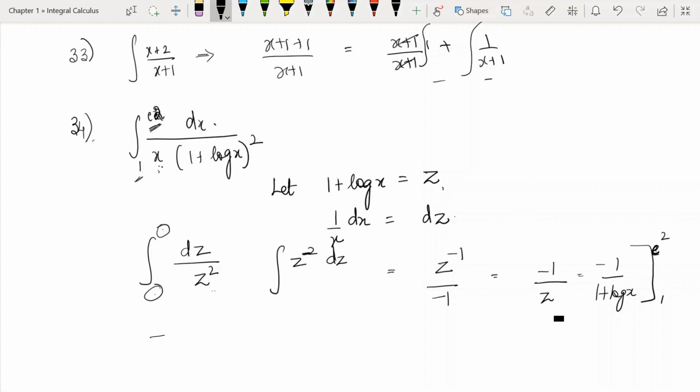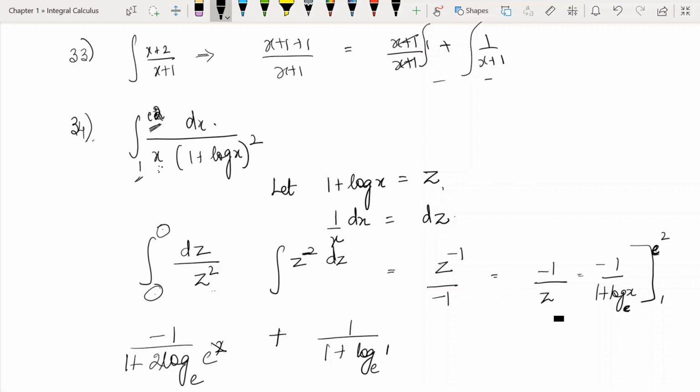So minus 1 divided by, please remember here the base of the log is not mentioned; it is needless to say it is base e. 1 plus log e square to the base e. This 2 will come out and it will come here. So I'm going to write here straight away and cancel this here. Now minus of minus will become plus 1 divided by 1 plus log 1 to the base e.